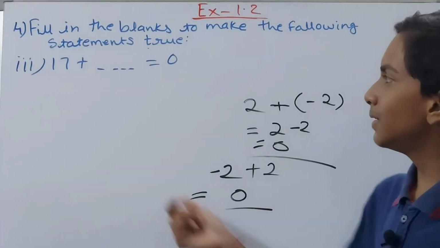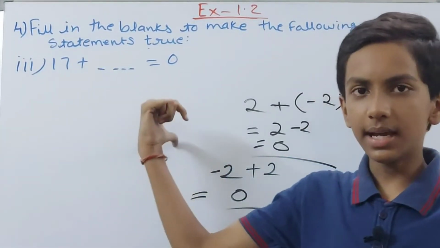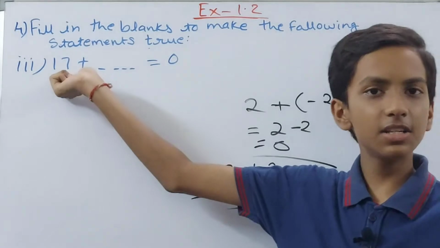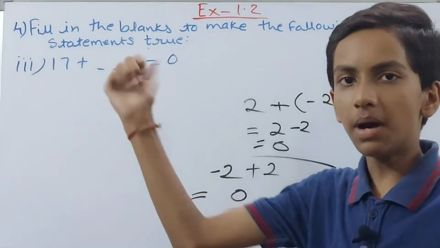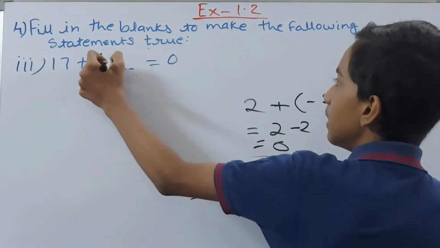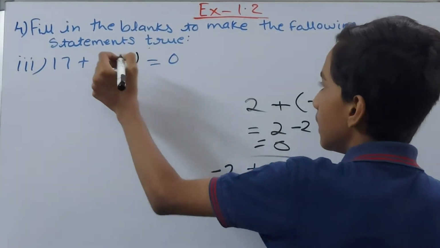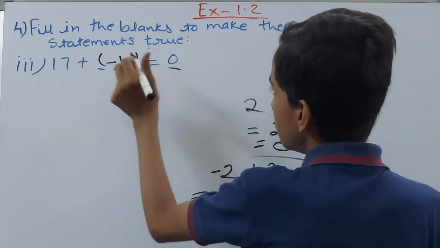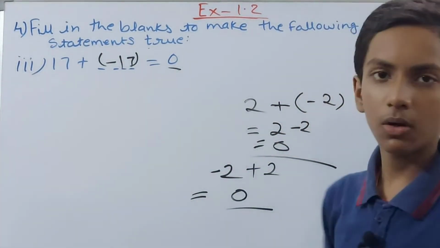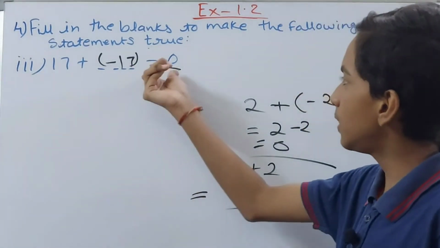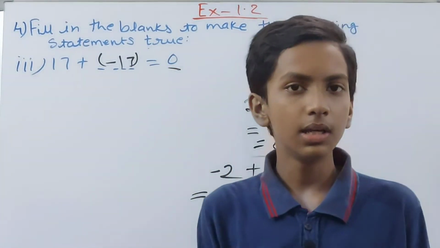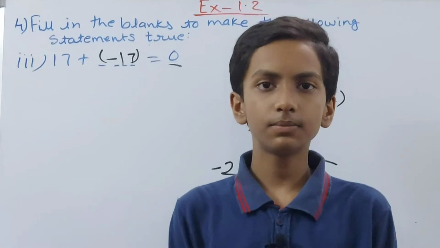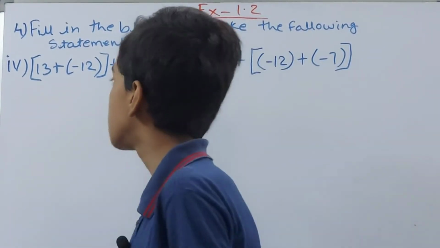So you can see we write the opposite sign of the integers. Here 17 is positive, so we write minus 17 here in brackets, of course, right, minus 17, that is equal to 0. You can solve this or not, it is up to you totally, but the answer is going to be 0 only. Let's move on to the next part.